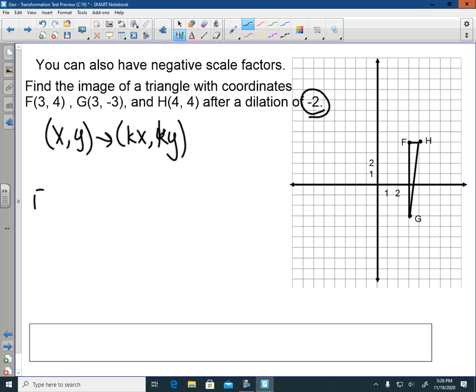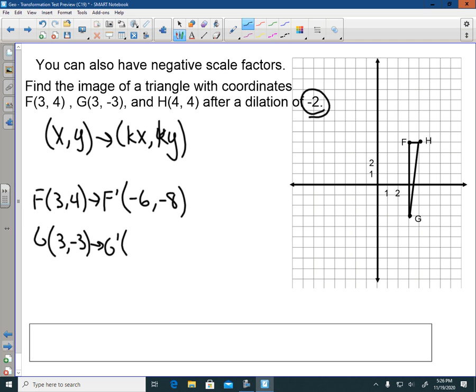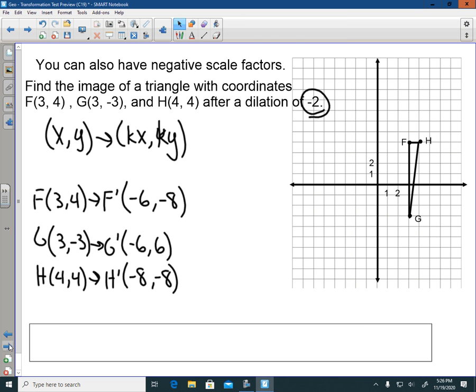So if F is at 3, 4, then F prime is at 3 times -2 or -6, 4 times -2 or -8. G is at 3, -3, so G prime is at 3 times -2, -6, -3 times -2 or +6, and then H, which is at 4, 4, goes to H prime, which is at -8, -8. Okay, and now we can graph those.